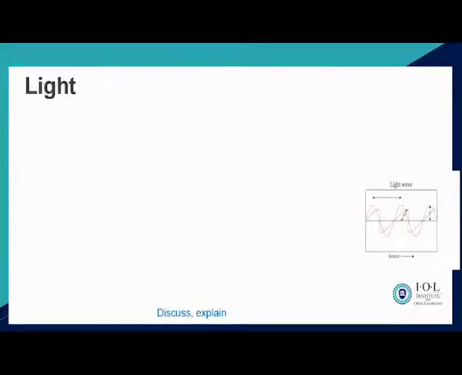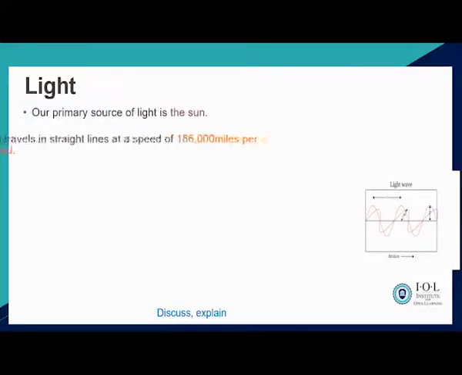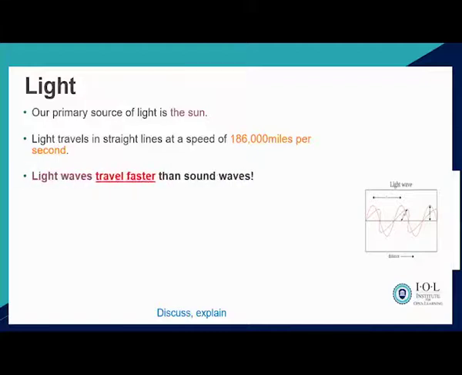The other aspect that I actually like to present to you is light. Light is our most important aspect because it is produced by the sun. The sun is our primary source of light. The light normally travels in a straight line at a speed of about 186,000 miles per second. So that is very fast, but it travels in a straight line.